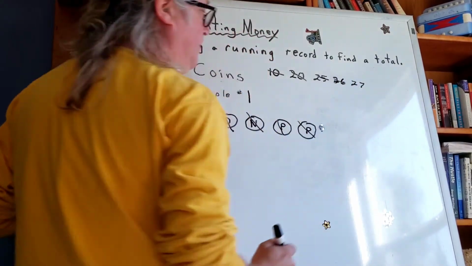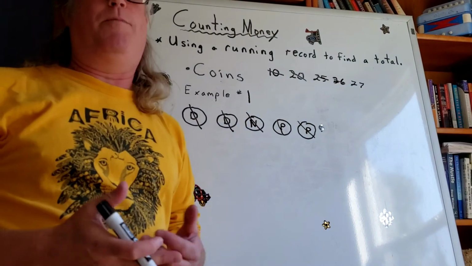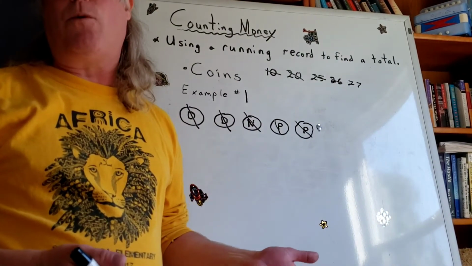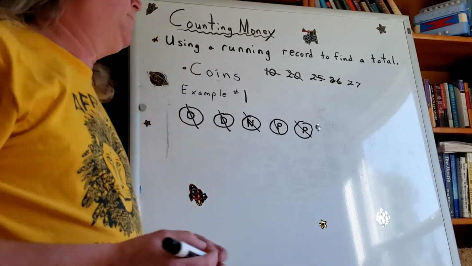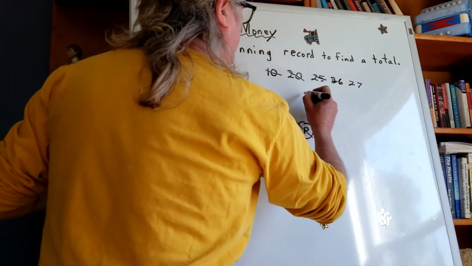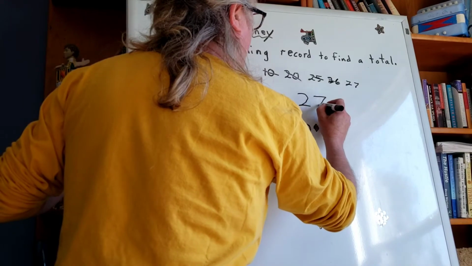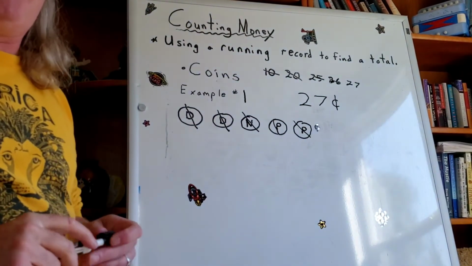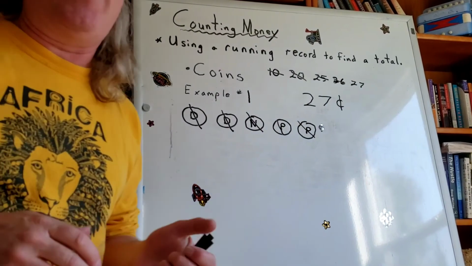And each penny is worth 1. So 27. When we were working with bills, we were working with dollars. When we're working with coins, we're working with cents. And so our answer is 27 cents. Let's take a look at another example.